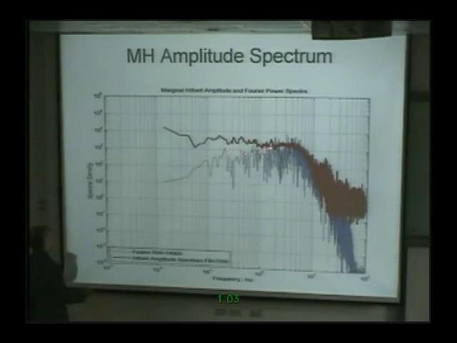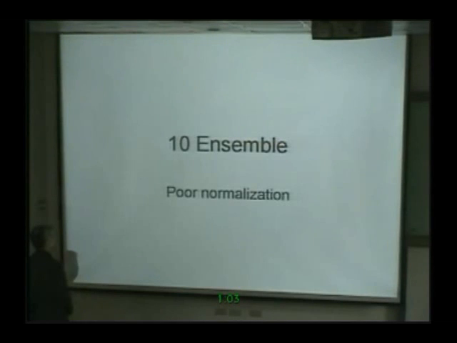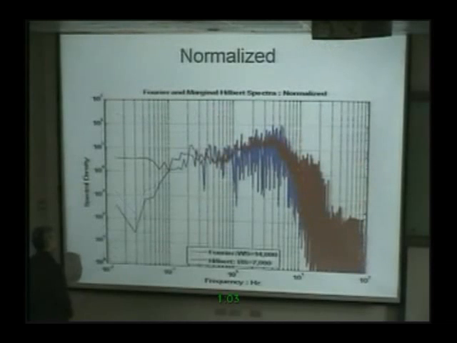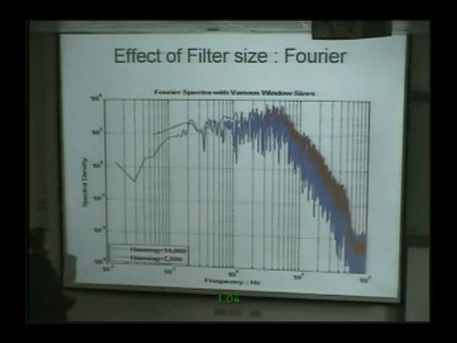And if you plot the amplitude spectrum, however, this is a Fourier power spectrum, this is a Hilbert amplitude spectrum. Amplitude spectrum would be very different. Now, ensemble. So Fourier marginal spectrum, this is raw data, as we pointed out before. And we can normalize it. And if we use various windows, then we have various different kinds of resolution as before.